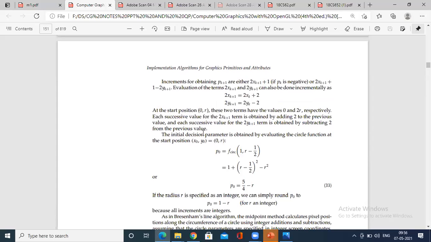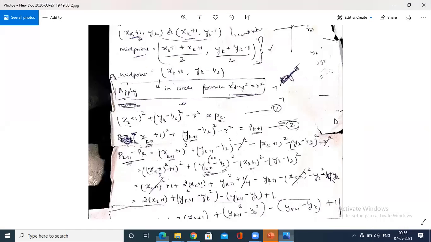And similarly, one more thing: that is not the end of a derivation. You need to find the initial decision parameter. The initial decision parameter is p naught, which is obtained by evaluating the circle function at the starting position, that is x naught, y naught. What will be the value of x naught and y naught initially? As you know, the value of x naught and y naught at the initial position.